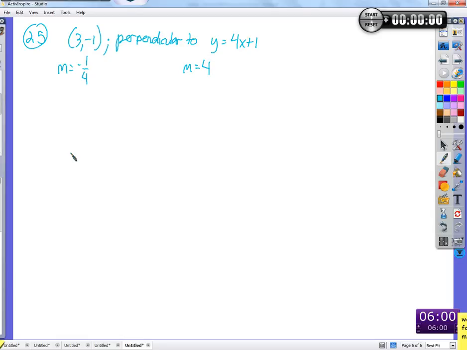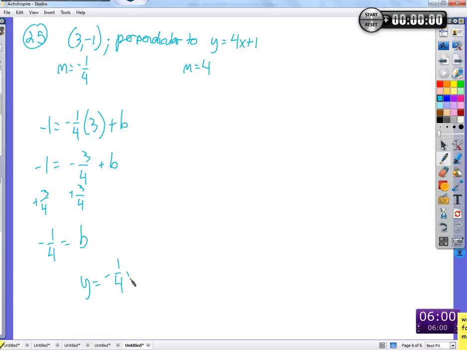We'll solve for b. Okay, so we plug -1 in for y in y equals m x plus b, which we don't know yet. We're trying to find that. -1 equals -3/4 plus b. We'll add 3/4 to both sides. -1/4 equals b. All right? 3/4 minus 1 is -1/4. So y equals mx plus b, plus -1/4. Questions about that?